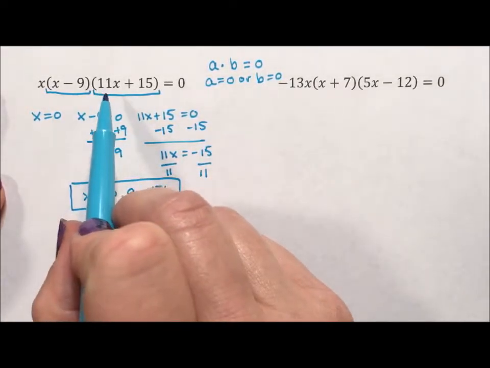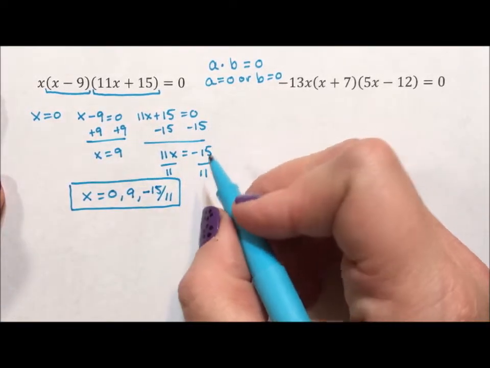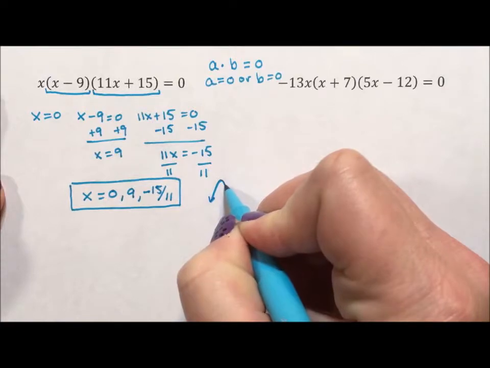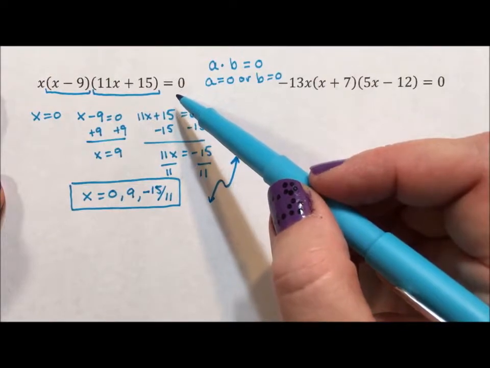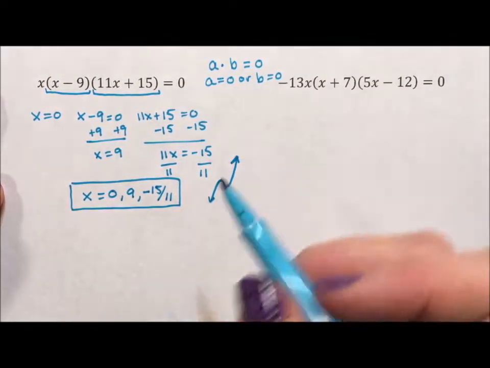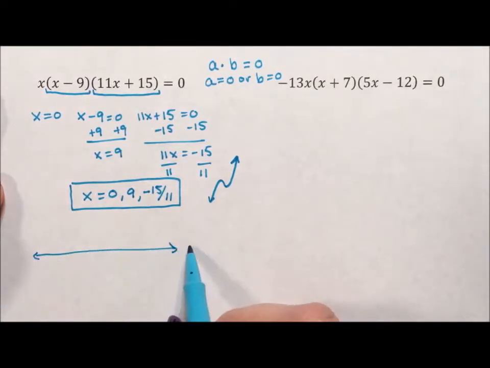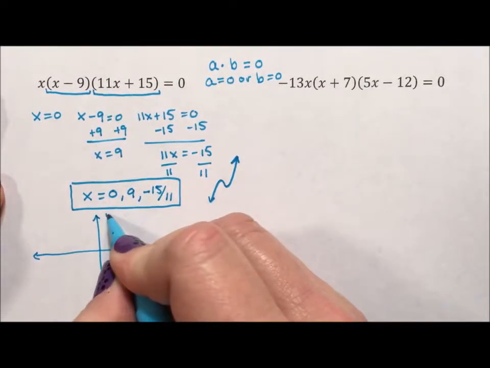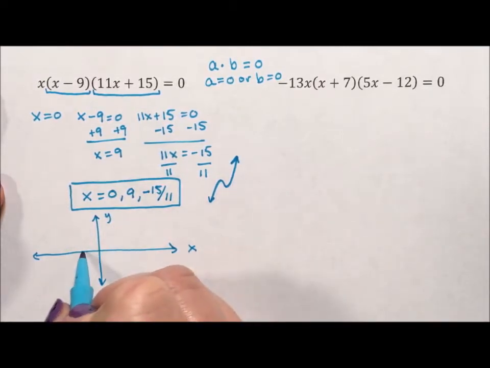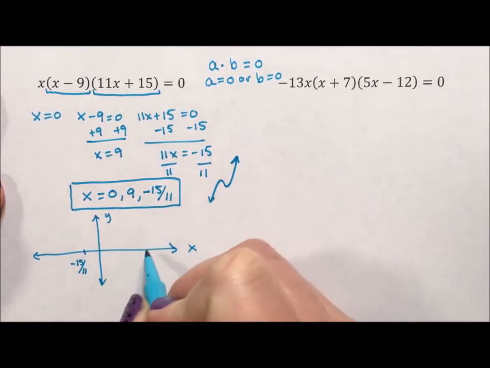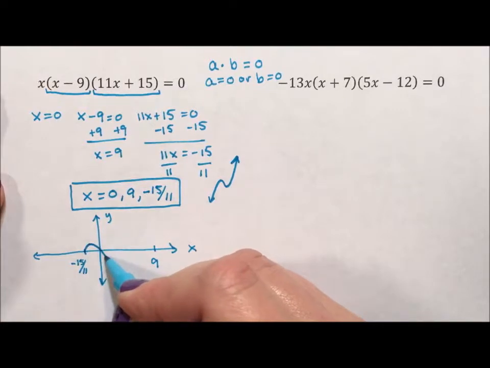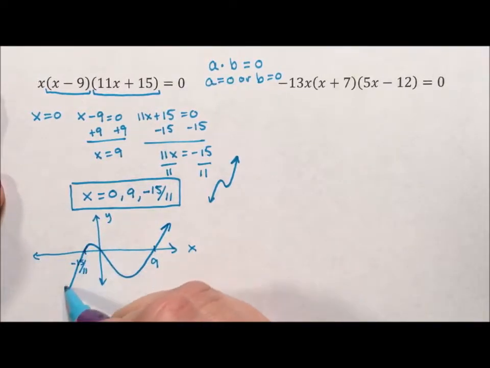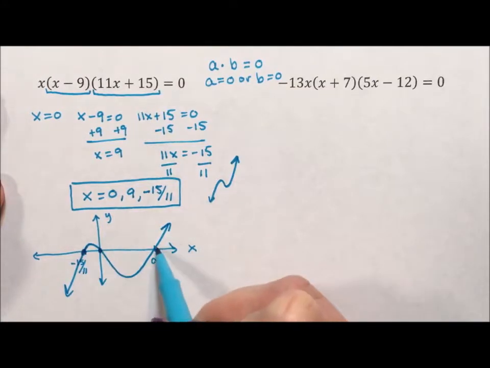So what's happening? If we multiply this back out to a polynomial, it would be a third degree polynomial, and its shape would be something like this. When we set an equation to 0, what we're looking for is where the graph crosses the x-axis. So if this is my x-axis and this is my y-axis, I don't know much about this equation, but I know that at negative 15 elevenths, at 9, and at 0, this graph crosses the x-axis. So I can get a sketch of what it looks like, knowing that these are the three locations in which the graph crosses the x-axis.